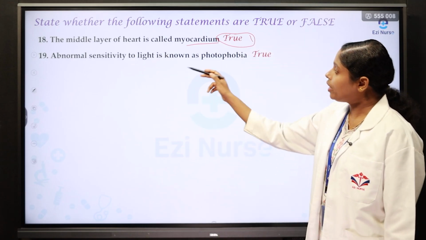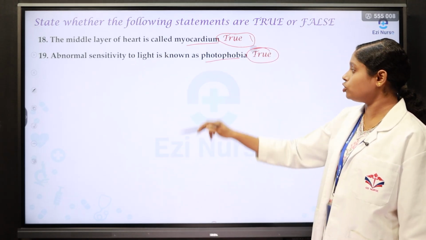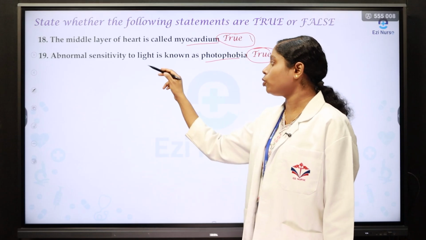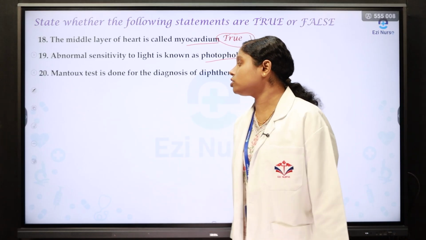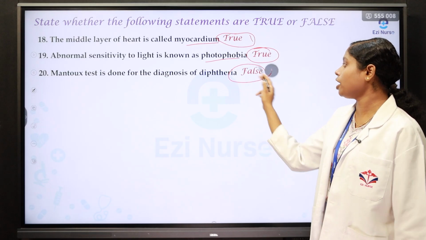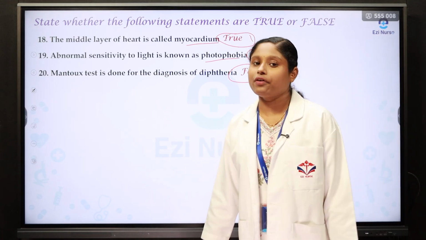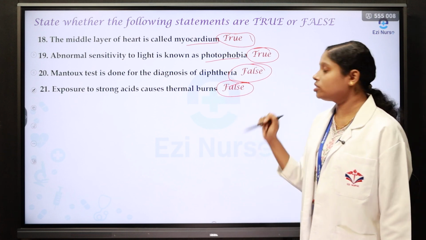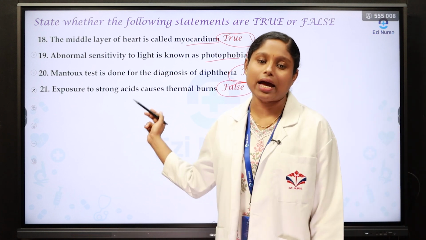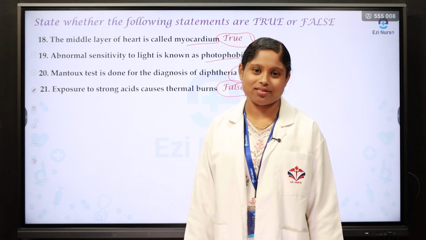Abnormal sensitivity to light is known as photophobia. Yes, it is true. Then Mantoux test is done for diagnosis of diphtheria. No, it is done for identifying tuberculosis, so it is false. Then exposure to strong acid causes thermal burns, it is a false statement. So these are the answers for the true or false questions.